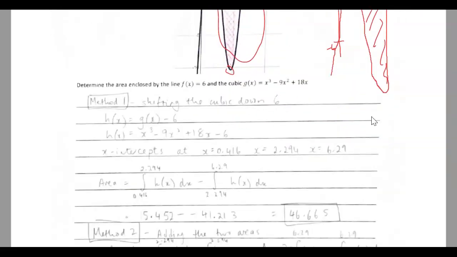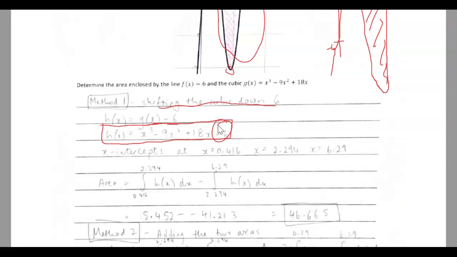So the very first method I've got is shifting your cubic down 6. So you can see the cubic function g of x, and then I've subtracted 6 from it. So I defined a new function, h of x, and there it is there. Okay, so it's my cubic just shifted down 6.